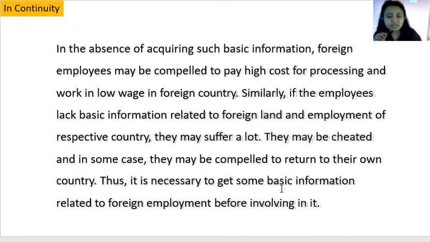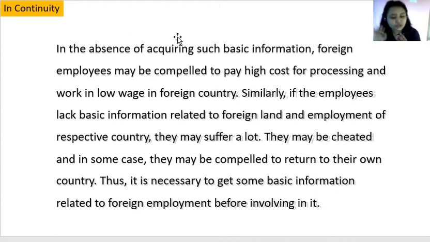Well, in the absence of acquiring the basic knowledge and information, foreign employees may be compelled to pay high costs for processing and work for low wages in a foreign country. So this is the major risk involved. So if you go without knowing anything, maybe you will not go.